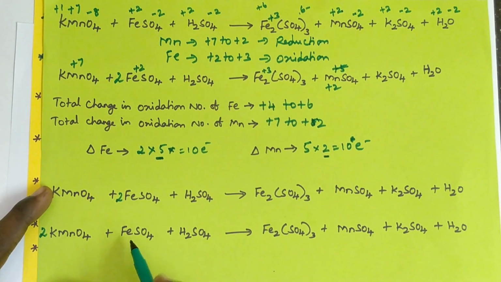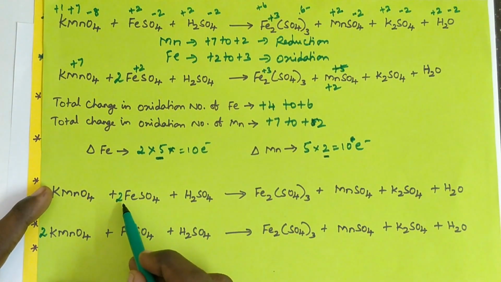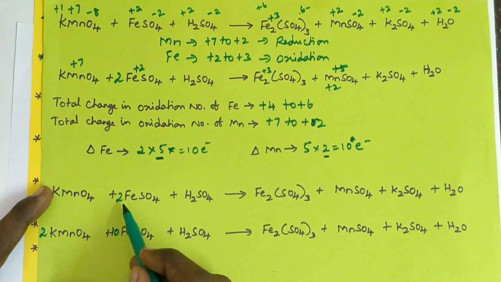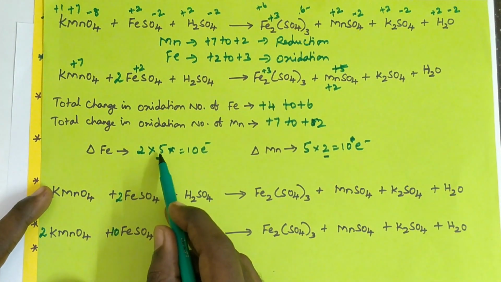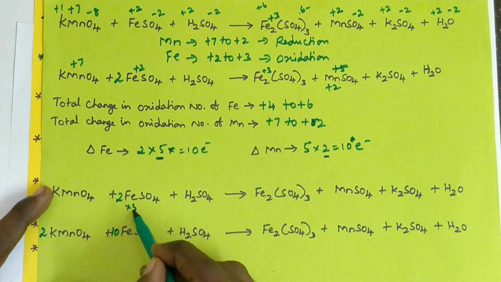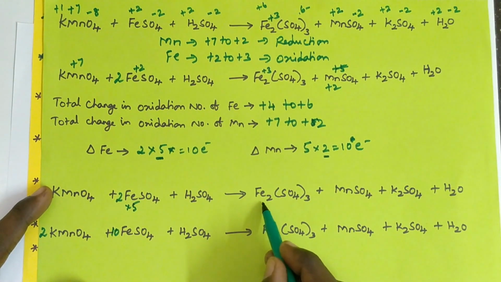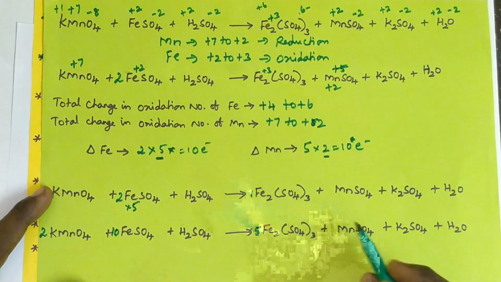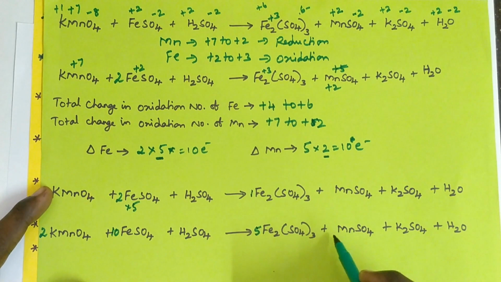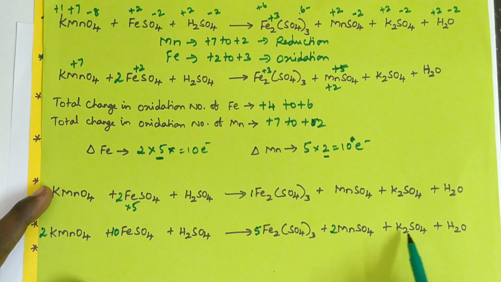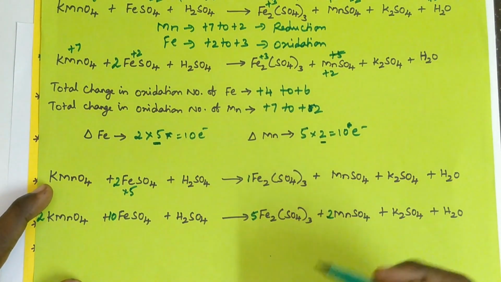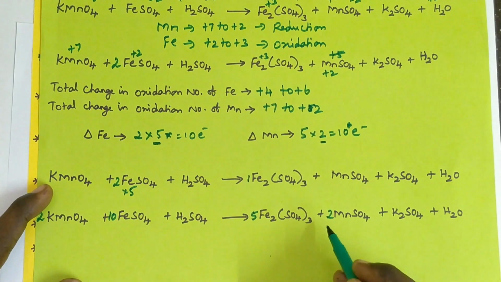Then here iron is present, so iron already we have 2. When you multiply with the 5, you get 10 FeSO4, because here iron is multiplied with the suitable integer 5. Here iron is present, so you have to multiply with 5. Already here 1 is there, so 1 into 5, 5. Here manganese, you have to multiply with the 2. Here only potassium, so no manganese or iron. So balance everything.